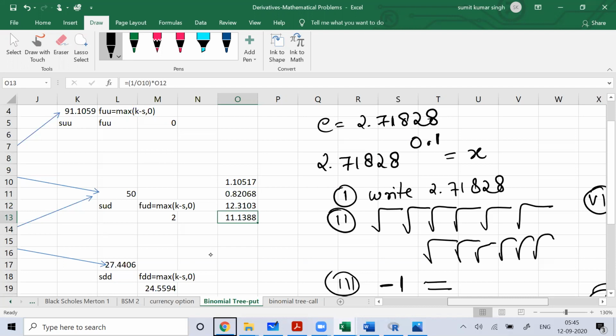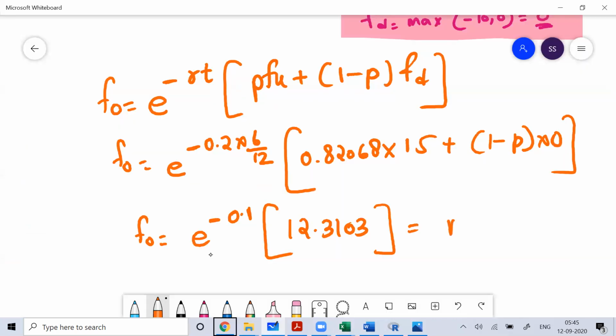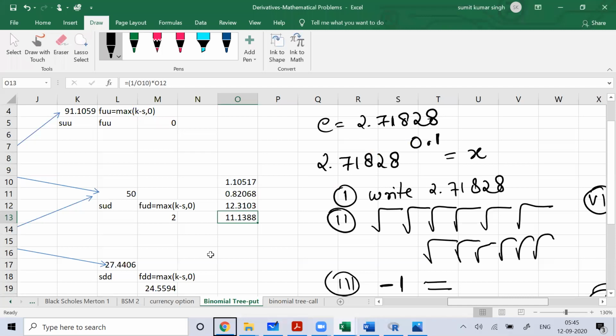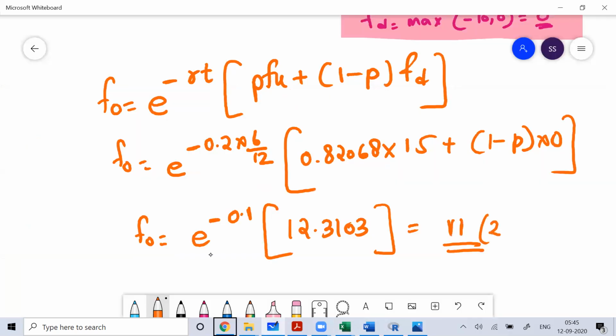So the final answer you get is 11.1388, so you can say approximately 11 rupees. So 11 rupees would be the initial premium that the long position holder will pay to the short position holder at the beginning of the contract.